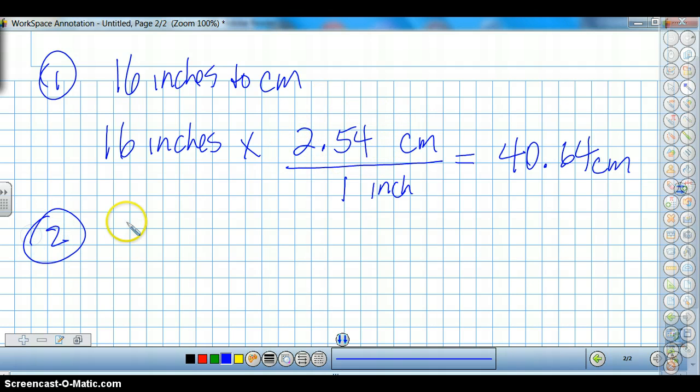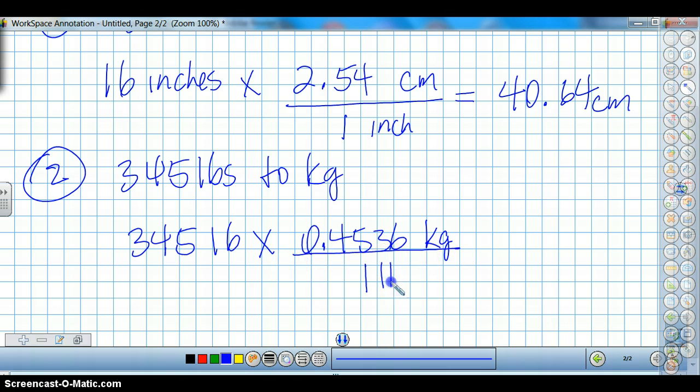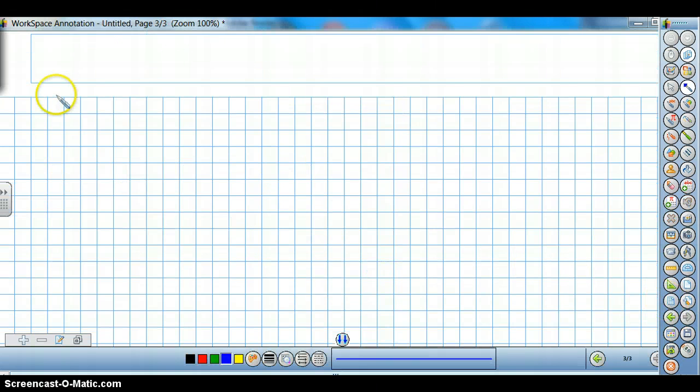Again, these conversion factors are coming from the sheet above the questions. Number 2, it says 345 pounds to kilograms. So I look for that conversion factor, 345 pounds times 0.4536 kilograms in 1 pound. And when I multiply this, I get 156.492 kilograms. Again, this conversion factor is coming from the chart above. Okay. Let's go to example number 3.